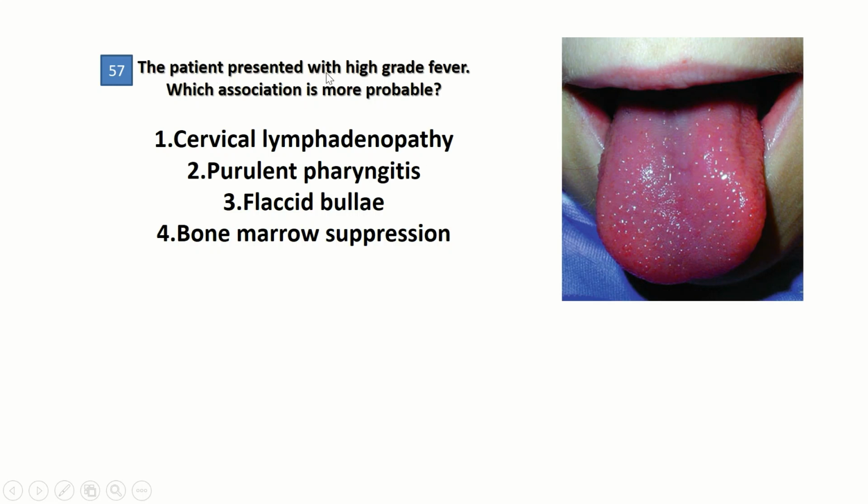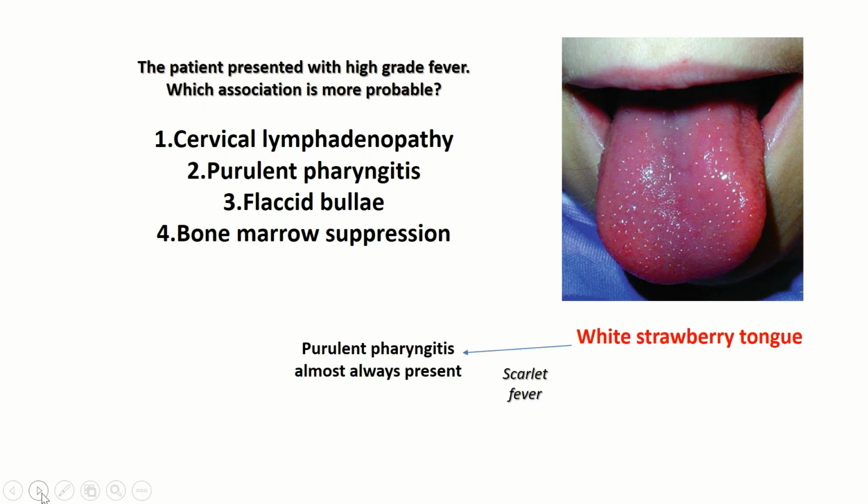The patient presented with high-grade fever. Which association is more probable? As you know, purulent pharyngitis is the most consistent finding in these patients. Purulent pharyngitis is almost always present.